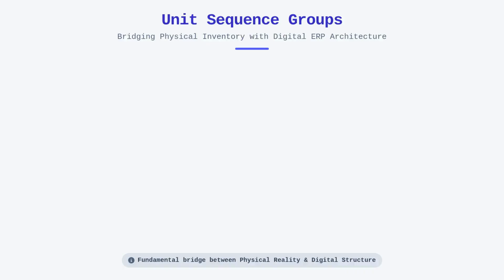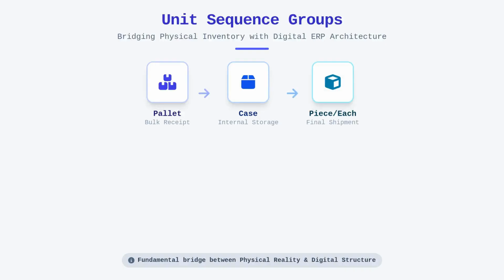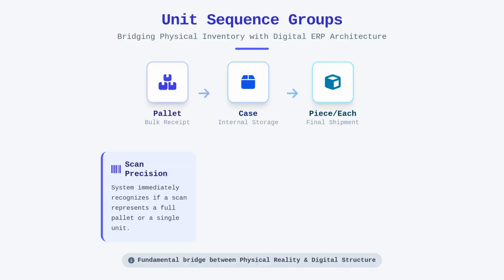At its core, a unit sequence group serves as the fundamental bridge between physical inventory reality and the digital structure of the ERP. When you consider the life cycle of a product moving through a warehouse, it rarely exists solely in one unit of measure. You might receive goods in pallets, hold them in cases, and eventually ship them in individual pieces. The unit sequence group dictates the hierarchy through which the system evaluates these conversions. By defining these levels, you enable the mobile device and warehouse management system to understand exactly what a scan represents, whether it is a full pallet or a single unit.